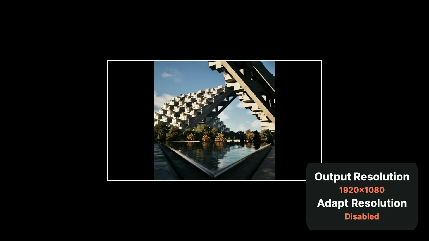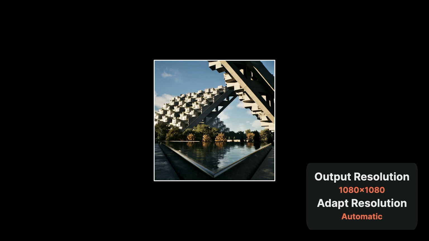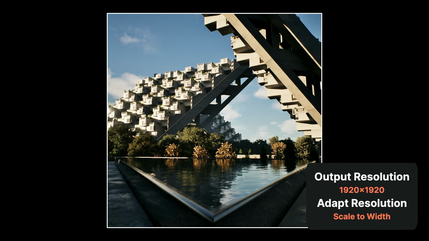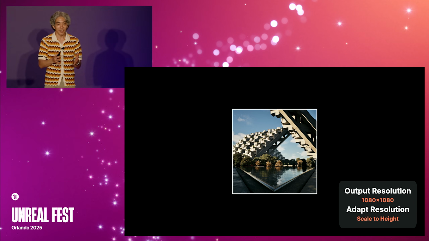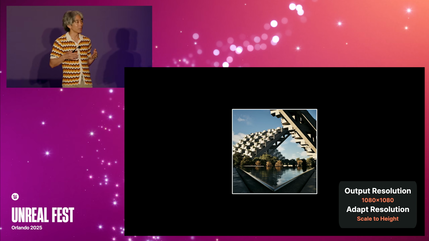And then for square, it's kind of the same deal, right? So when it's disabled, we still get the black bars. Automatic gets rid of the black bars. Scale to width brings us up to 1920 for both width and height, and then scale to height puts us back on the 1080 and 1080, right? So the idea here is that we just want to give you the resolution that you want without you having to think about it.